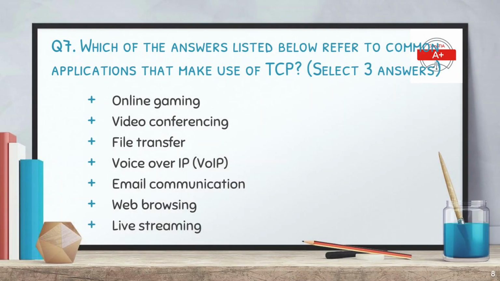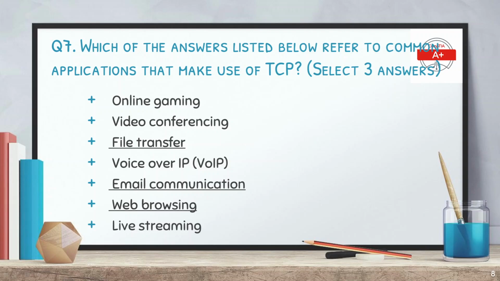Question number 7 is: which of the following answers listed below refer to common applications that make use of TCP? We have to select three options. The options are online gaming, video conferencing, file transfer, voice over IP, email communication, web browsing and live streaming. And the correct answers are file transfer, email communication and web browsing.